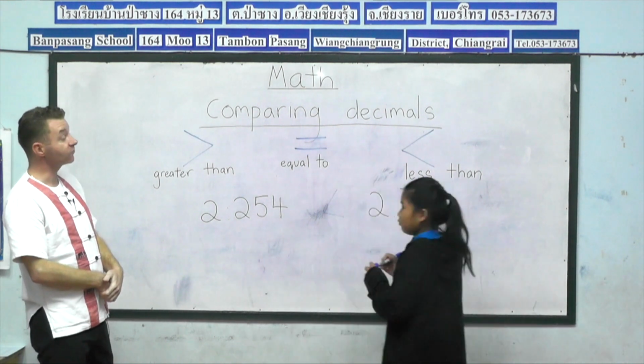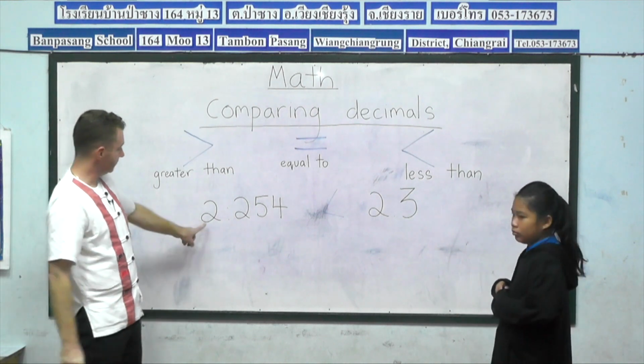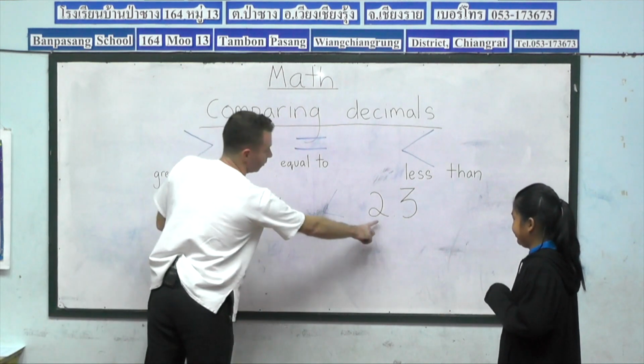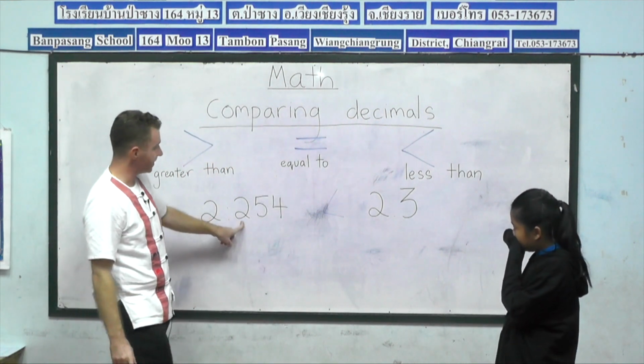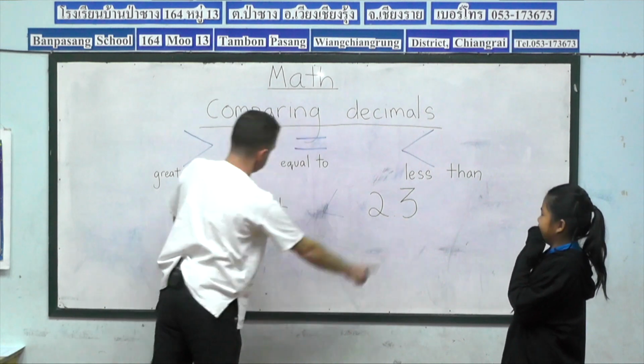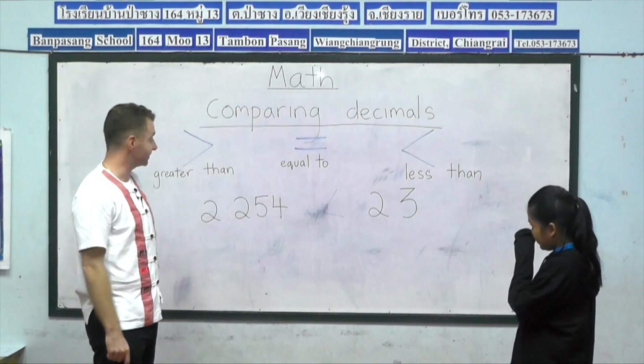Perfect. What symbol have you gone for? Less than, which is correct. If we look at the whole numbers, 2 and 2, they're the same. So then we move to the tenths. Now 2 is less than 3. So Lockdown has correctly stated that.